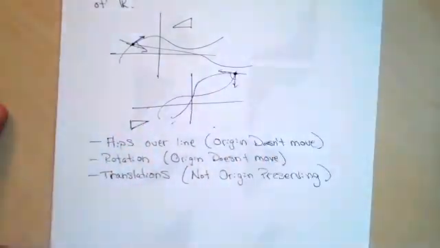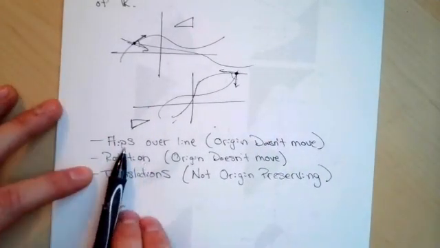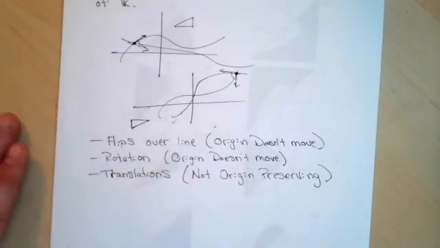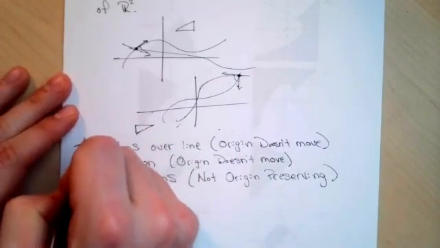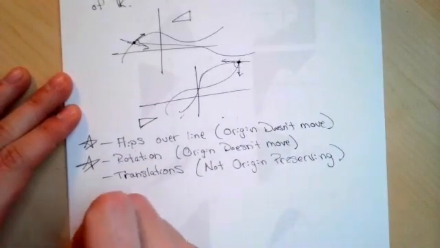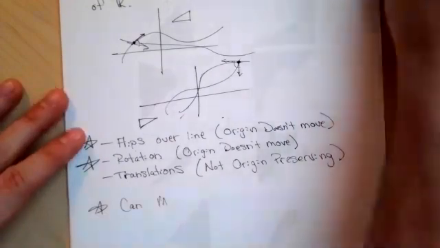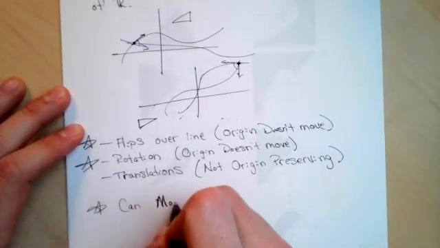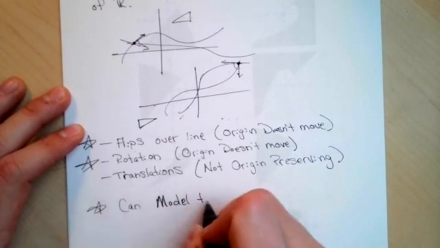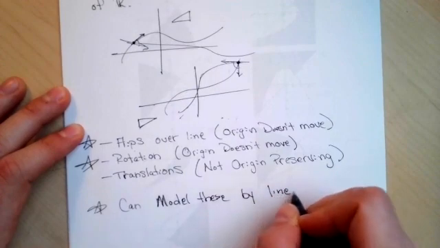All we have to do is flip over the x-axis. Flipping over any other line is actually going to correspond to rotating and then flipping, and then maybe rotating back. So it's these two we want to take a look at for this course. We can model that by linear transformations.